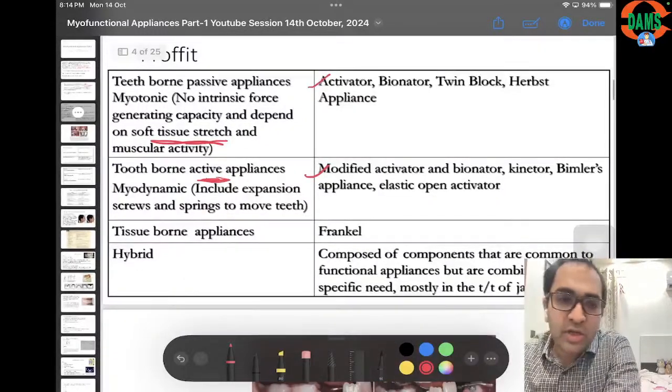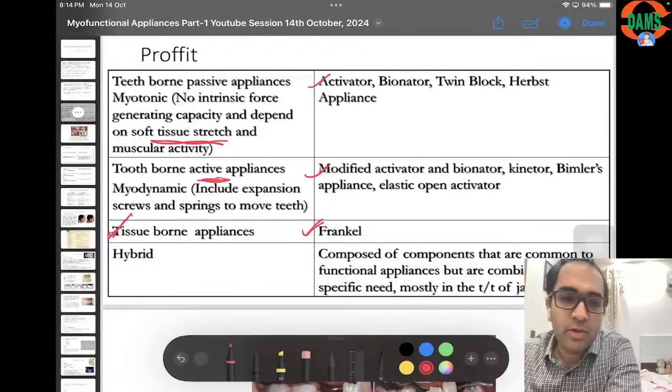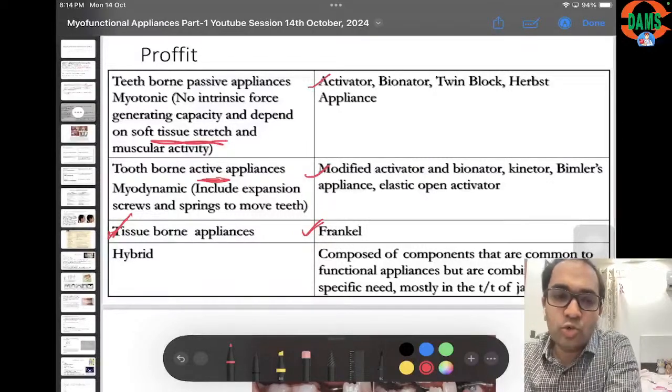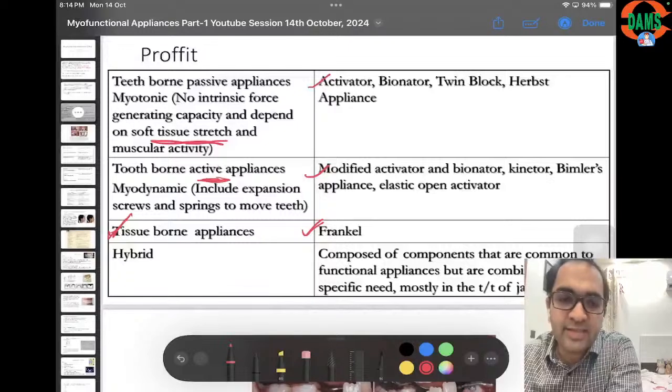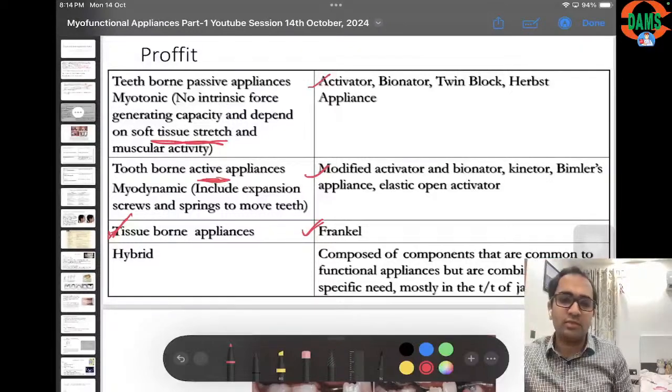Third classification is the tissue-borne appliance, that is the Frankel appliance. It is the most commonly asked question in your exam as well: which is a tissue-borne appliance, or all of the following are tooth-borne except. So just remember that Frankel is a tissue-borne appliance, how, we're going to discuss when we do Frankel in upcoming slides.